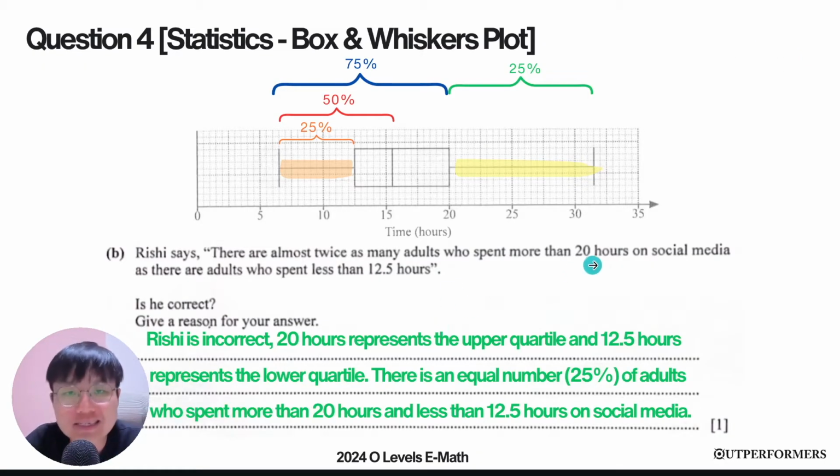Rishi is incorrect because 20 hours represents the upper quartile and 12.5 hours represents the lower quartile, which means there is an equal number of adults who spend more than 20 hours and less than 12.5 hours on social media.